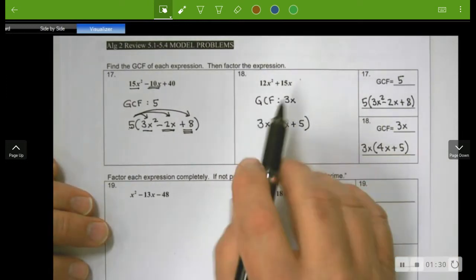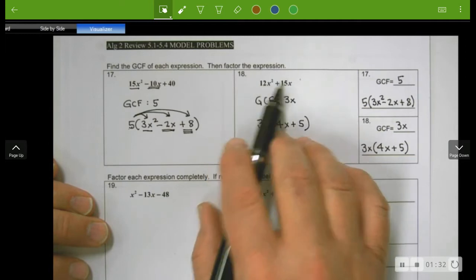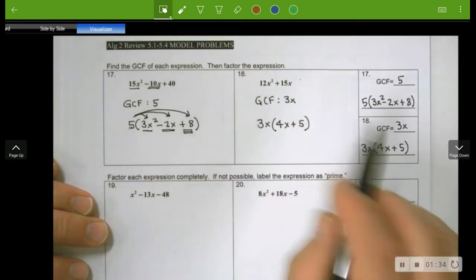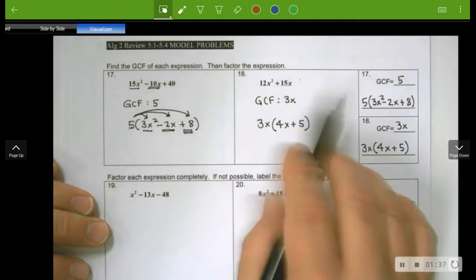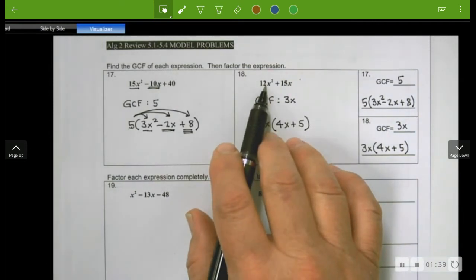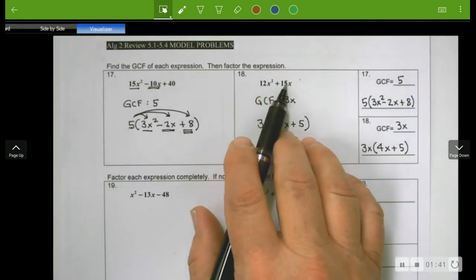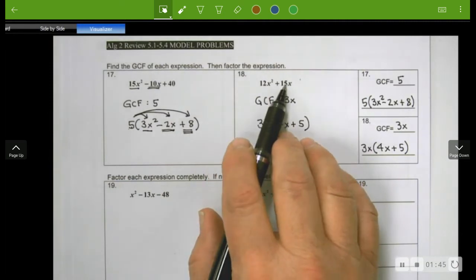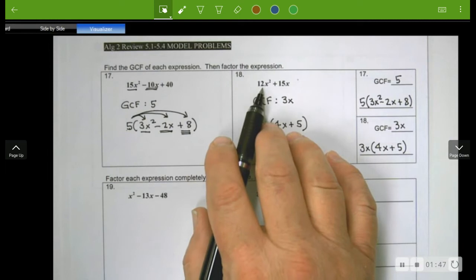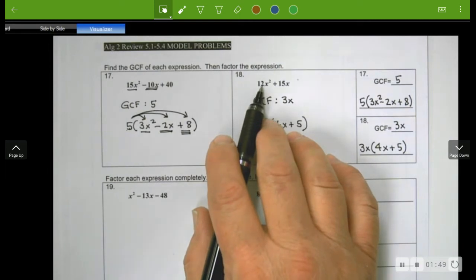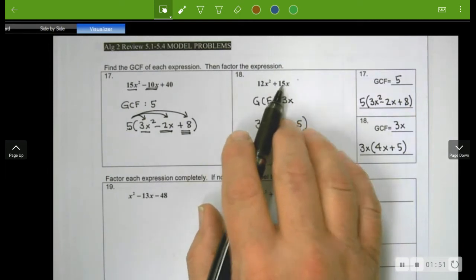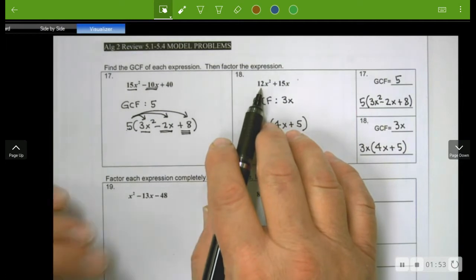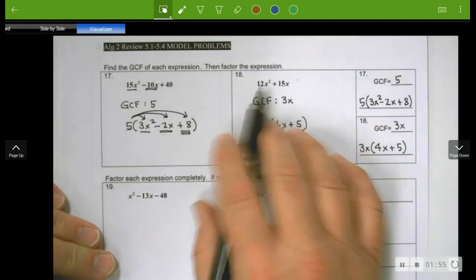Okay, on this next one here, you'll notice that these numbers both divide by 3, and there is no bigger number that goes into them. You could try 12, but 12 doesn't go into 15. The next highest number that goes into 12 would be 6, and it doesn't go into 15. So then you go down to 4, but 4 doesn't go into 15. And then 3, and sure enough, 3 goes into both of the numerical parts.